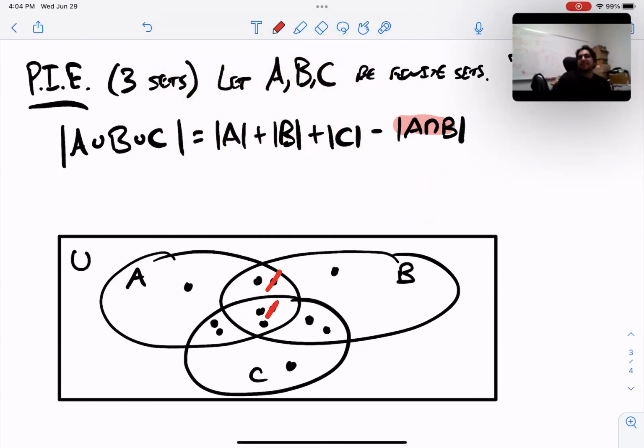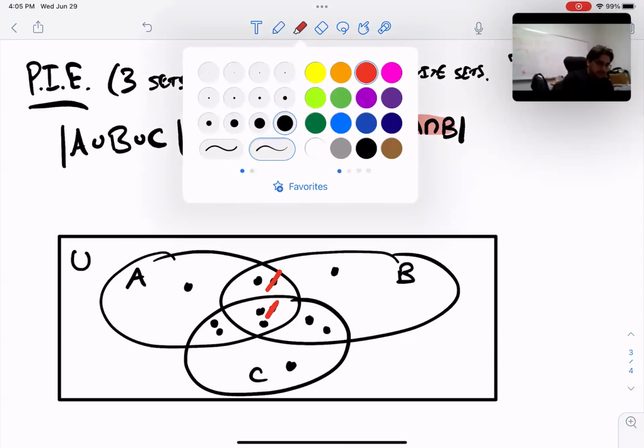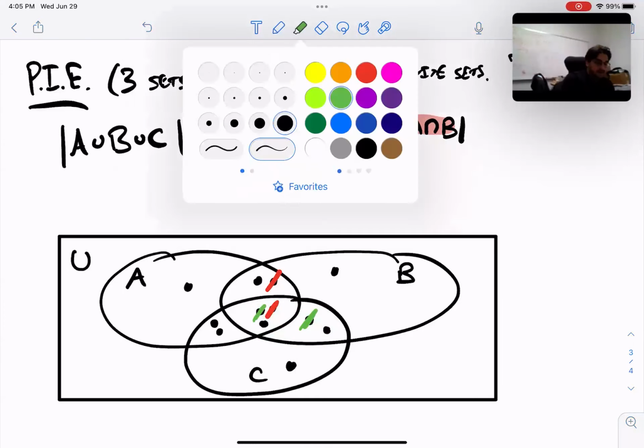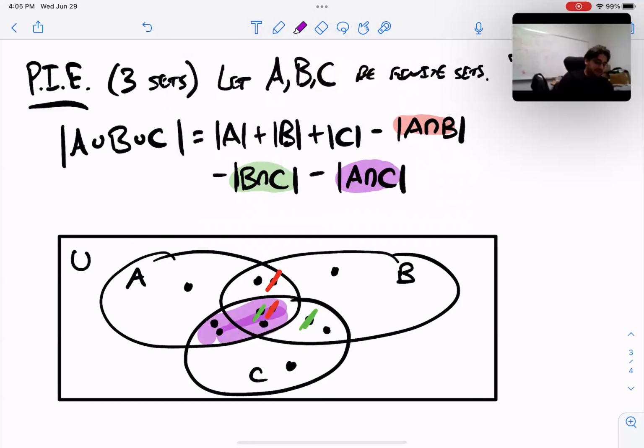Now let's also subtract off B intersect C. Everything in this region is getting subtracted off, so I lose one count from here and one count from here. Then I still have to subtract off the intersection of A with C. When I do that, it's this region that has to go, so I lose one dot from each of those. I get rid of one of these and one of these.